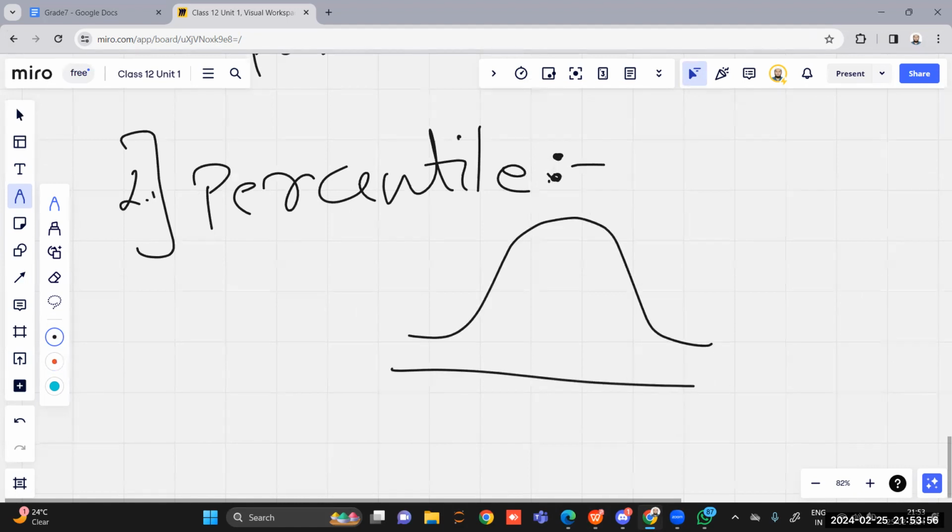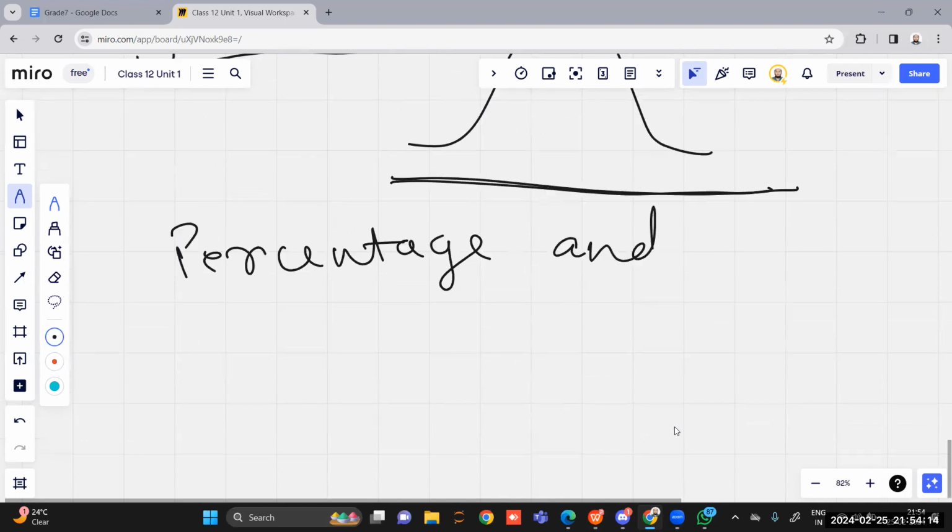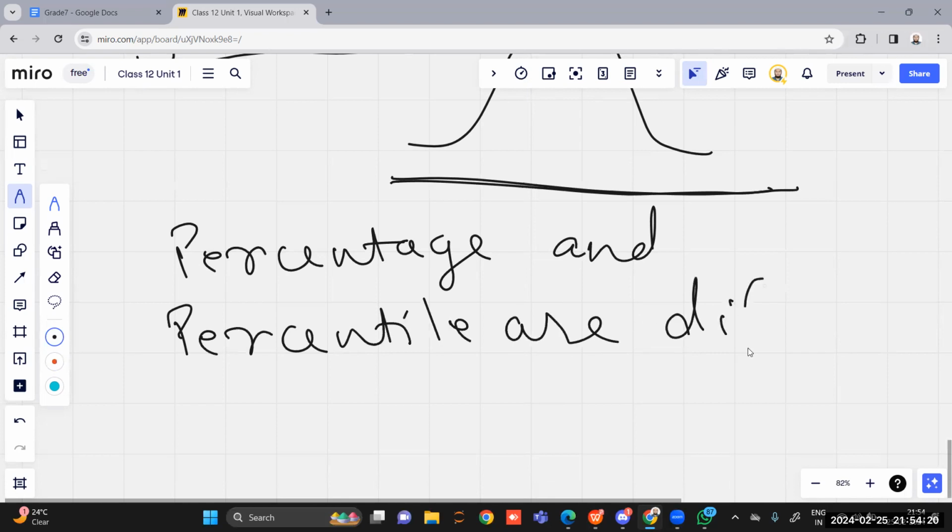Suppose this is a probability graph. Percentage and percentile are different. First of all, I'll write the definition of percentile. What is percentage?